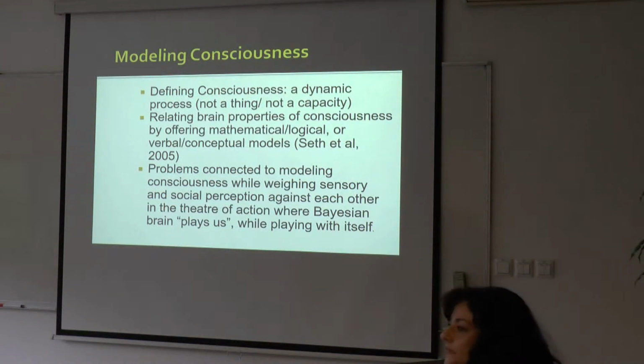Yeah, so now we come back to the problem that we started to discuss early this morning, defining consciousness. I think that it's a dynamic process, not a thing, not a capacity, and how to relate brain properties of consciousness by offering mathematical or logical or verbal conceptual models. Here I cite Seth et al. And problems connected to modeling consciousness while weighing sensory and social perception against each other in the theater of action, where the Bayesian brain plays us, puns on us, while playing with itself. This is what I'm going to describe in more detail in a written text.